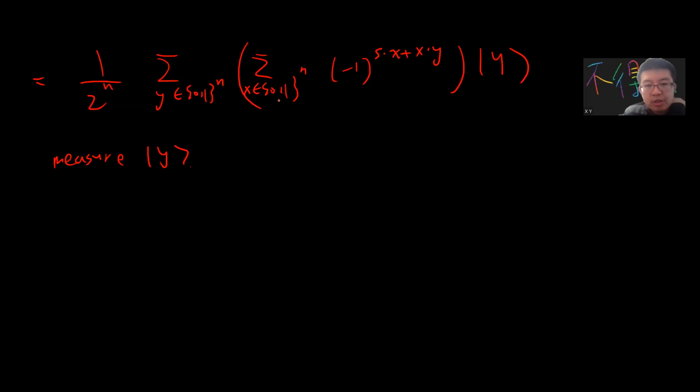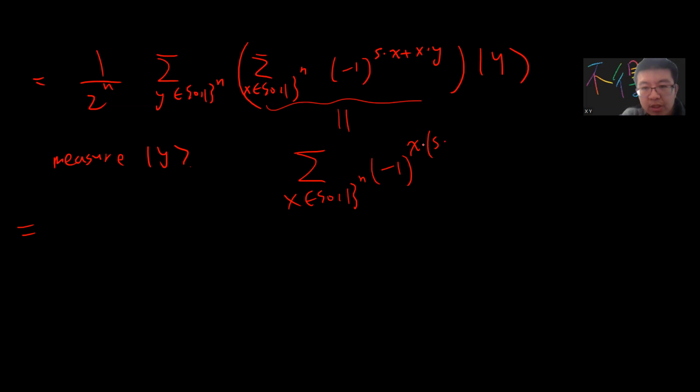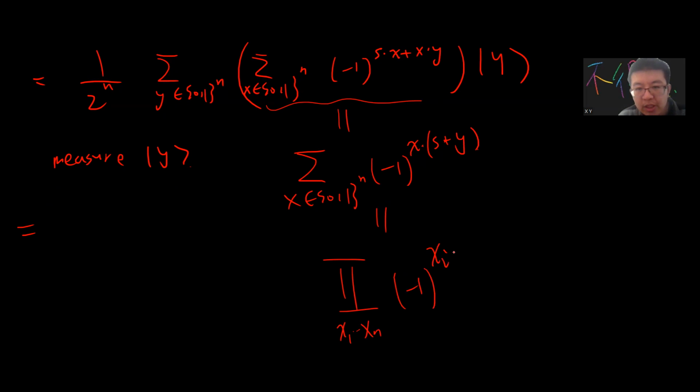Okay, and obviously we just need to compute this, right? But this term is amazing. This term is basically the summation over x in {0,1}^n of minus 1 to the x dot (s plus y). But this is minus 1 to the x, right? So this is factorizable. You can write this as a product over i from 1 to n of the sum over xi of minus 1 to the xi times (si plus yi). Okay, because this is factorizable, you should just write everything down.